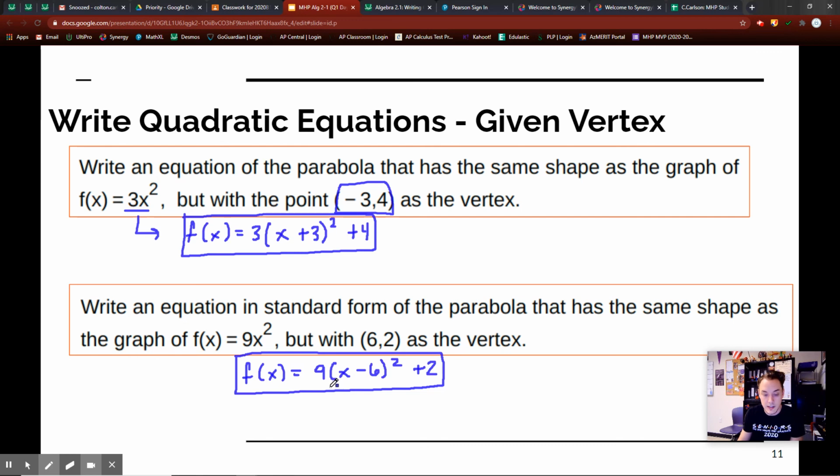Perfect, that's what you should get. If you don't get that, then go back over your work, but this is what you should have. This is 9x squared, so I make sure I have the 9 in there, and then the 6 and the 2. Remember there's a built-in negative, so it's 6 and then plus 2.